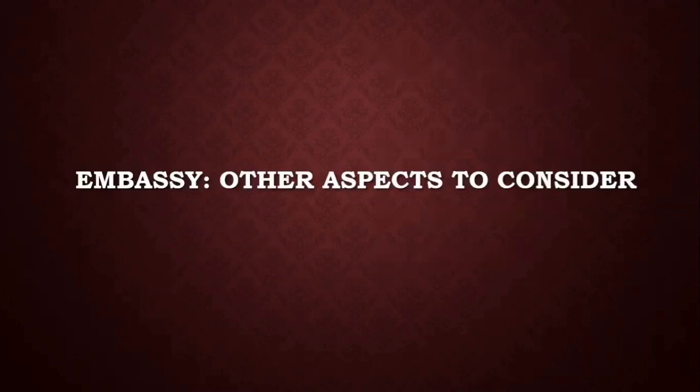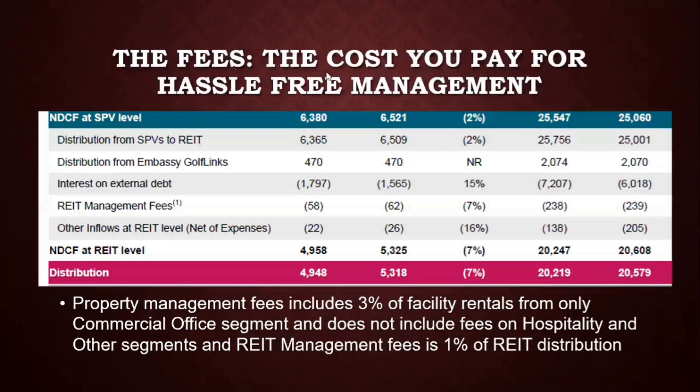Now let's look at other aspects of Embassy that we need to consider. If you see the fees, the cost you pay for hassle-free management in Embassy is something like this. This is a snapshot from their earnings update, and there are REIT management fees, highlighted below. So this is the kind of fees that you pay: 3% of facility rentals. This is what you pay out of whatever is given out as rental to you when you buy a REIT.